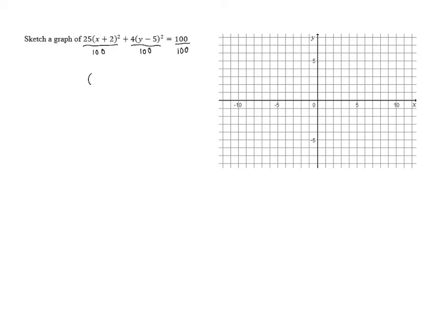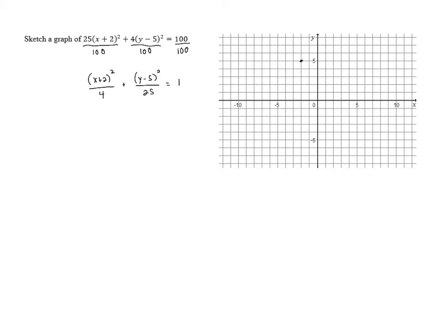When we do that, we're left with (x plus 2) squared over 4 plus (y minus 5) squared over 25 equals 1. And so this is the form of an ellipse, and we can check and see where the center is. Because x was replaced with x plus 2, the center shifts to the left 2. And because y was replaced with y minus 5, it gets shifted up 5. So the center is going to be at the point -2, 5.